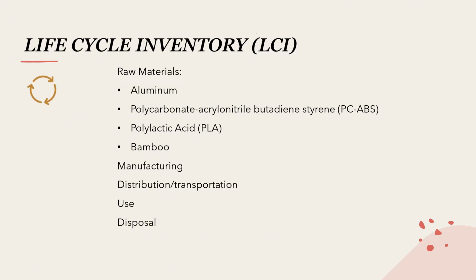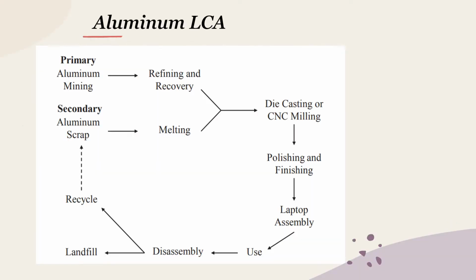So now getting into the life cycle inventory, we're going to talk about the raw materials that could be alternatives, such as the aluminum, the PC ABS, the polylactic acid, which is also known as PLA, and then bamboo. And we're going to discuss the manufacturing, the distribution/transportation, the use, and then the disposal of these raw materials. So on this next slide, this is the LCA for the aluminum material.